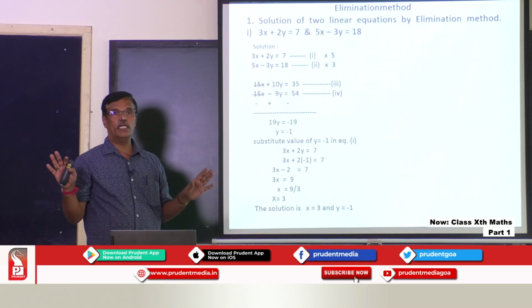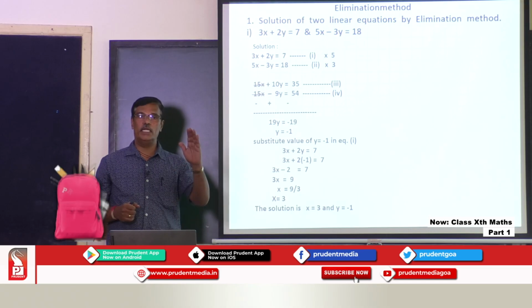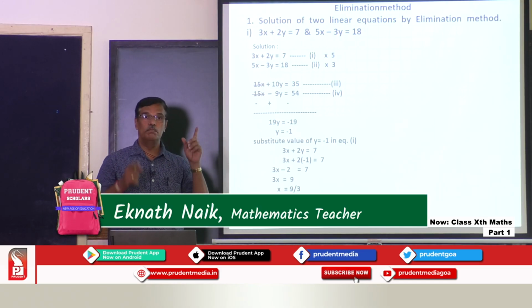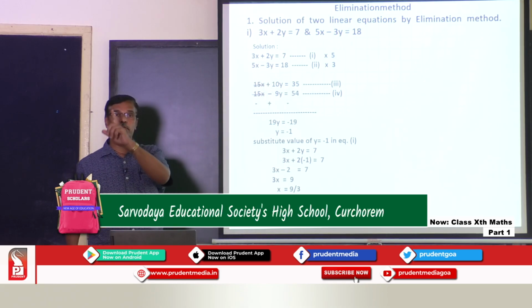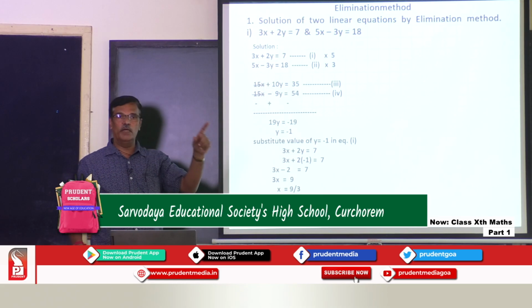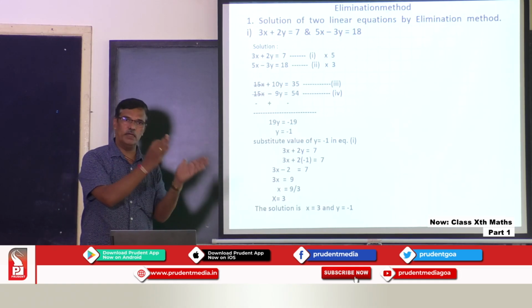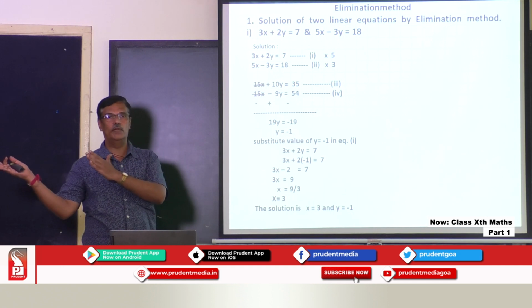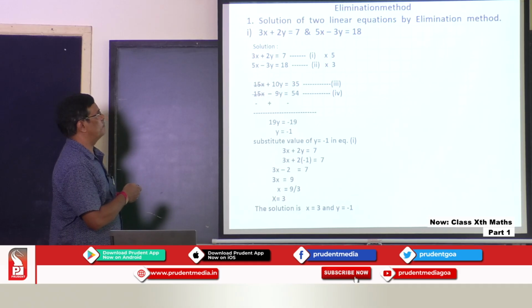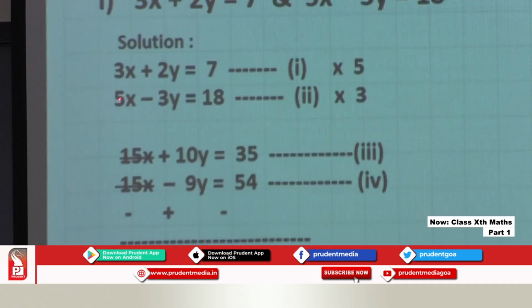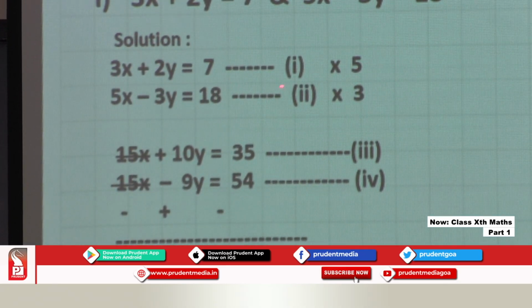There is no hard and fast rule that you have to take the coefficient of x. You can take the coefficient of y also. But when you are taking the coefficient of y, you have to take the coefficient of y only. One coefficient of y and one coefficient of x you cannot take. Either the coefficient of x or the coefficient of y you have to take. Now here I have taken the coefficient of x. So the coefficient of the first equation is multiplied to the second, and the coefficient of the second equation is multiplied to the first. Then this gets multiplied to the entire equation.